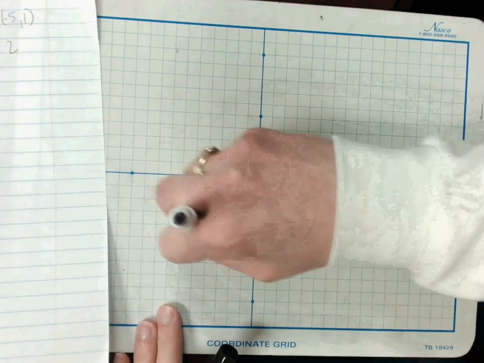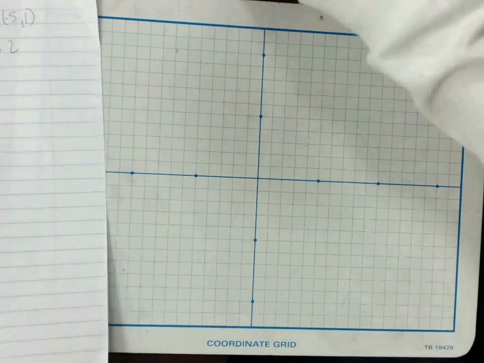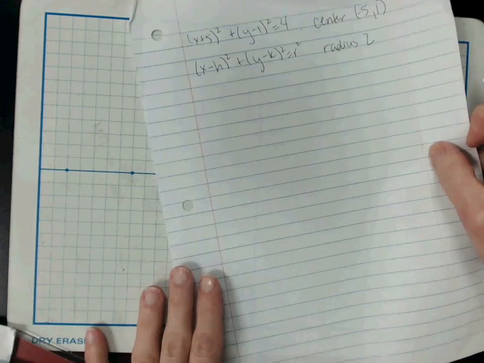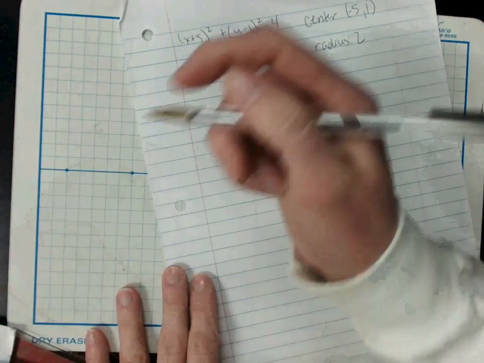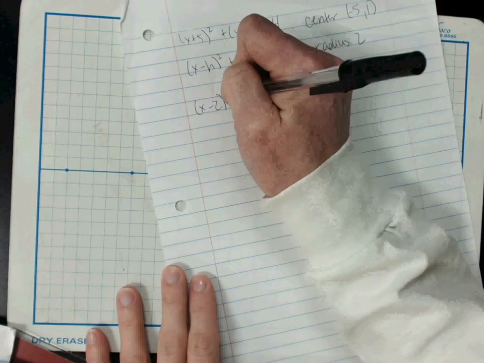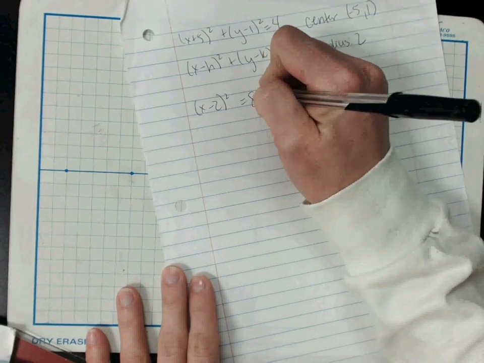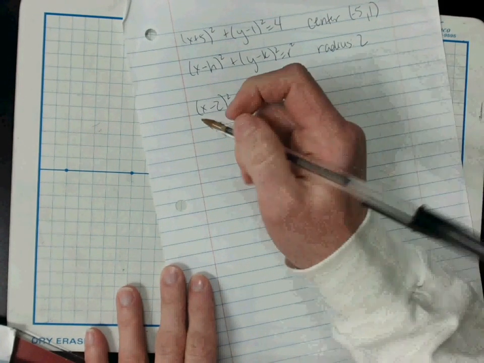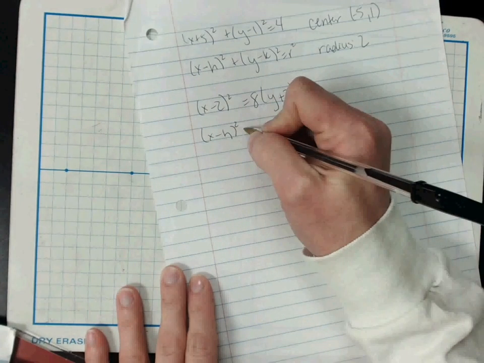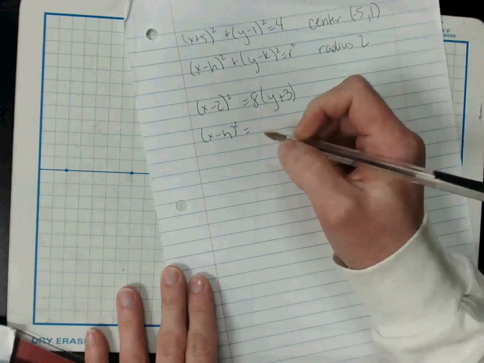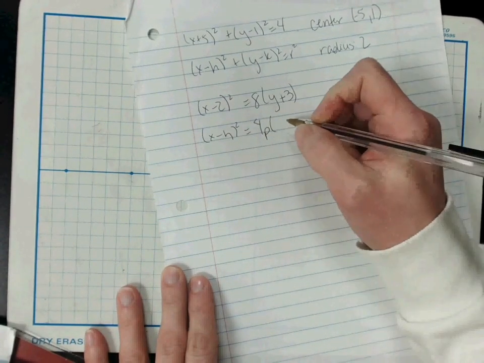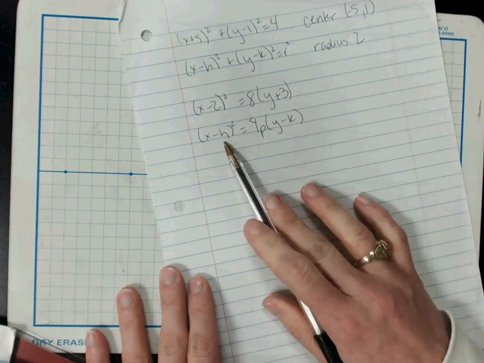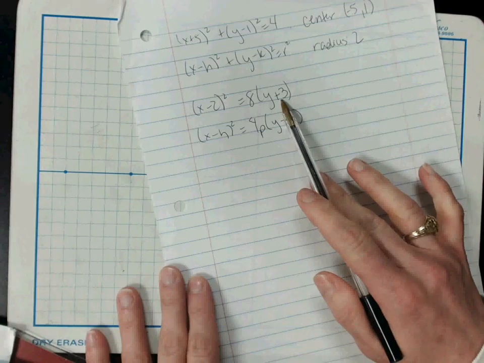So let's do a parabola. So what if I have, say, x minus 2 squared equals 8 times y plus 3. Okay, so in this case, I've got my x minus h squared equals 4p times y minus k. Remember, our p gives us our focus, and we use it for our directrix. So here my vertex is at 2, negative 3.